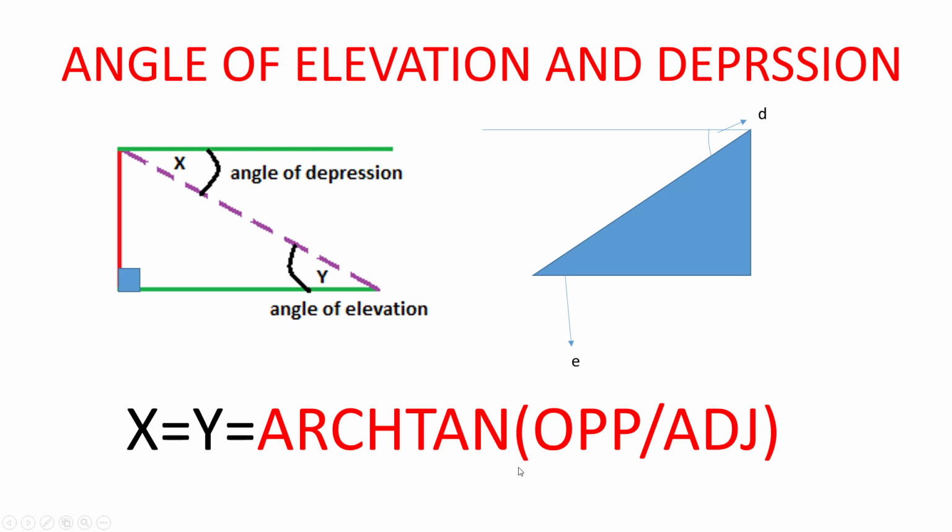Arctan, as we studied in the previous video, which is part 1 of trigonometry, or trigonometry 101, is also called tan inverse or tan to the power of -1. So that's the opposite and that's the adjacent. You will always be given the height and the horizontal distance. This is also known as rise and this is known as run.